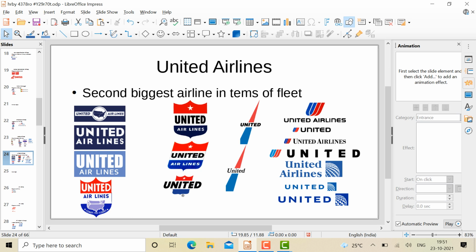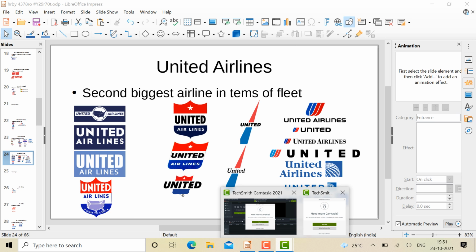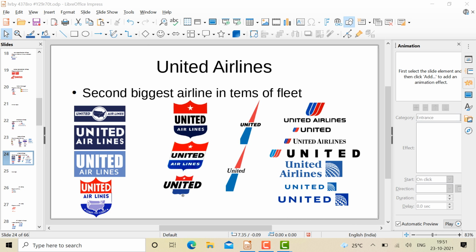However, in 2011, following the merger with Continental Airlines, United Airlines acquired the emblem. So this became a globe. The globe was simplified, and the word "Airlines" was removed, leaving just United. The blue color was made darker, and there was a little change in the emblem, and that is its current logo.